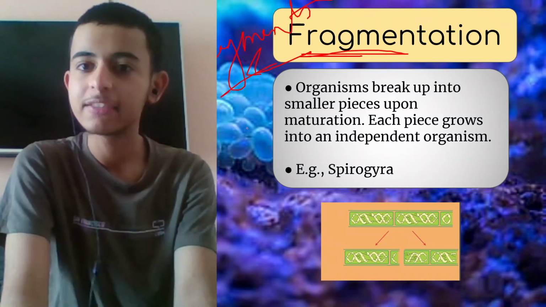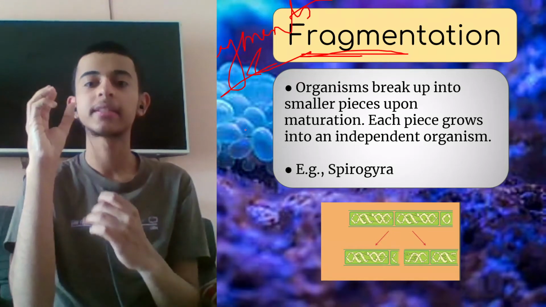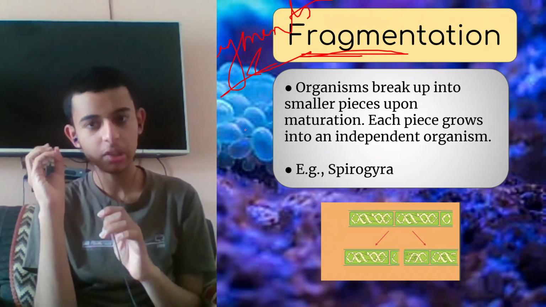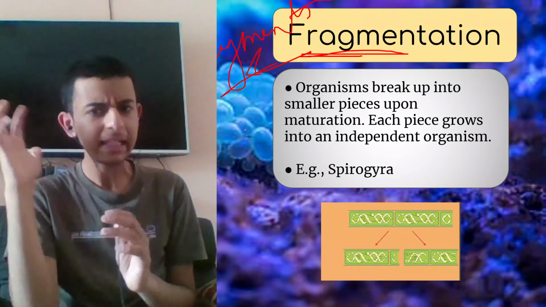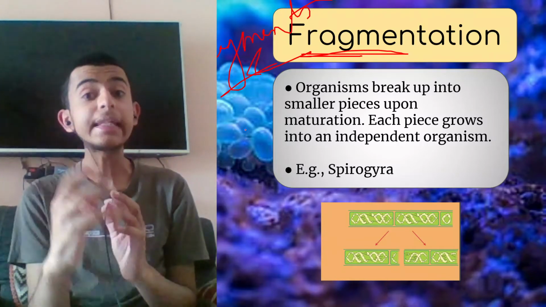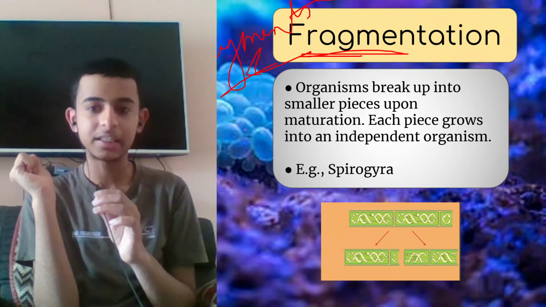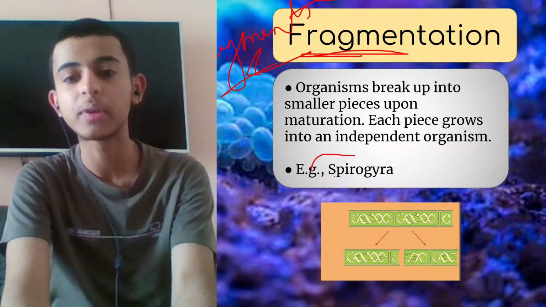Now what are these fragments? Fragments are small pieces or parts. So the organisms break into small pieces upon maturation. After the organisms mature, after they grow up, they break into smaller pieces, and then each piece grows into an independent organism. Like we can talk about an organism known as Spirogyra.